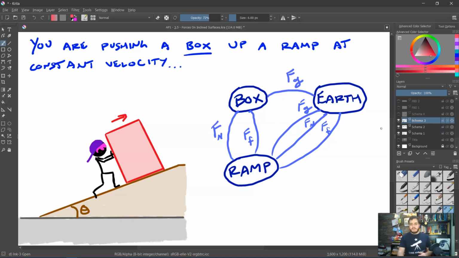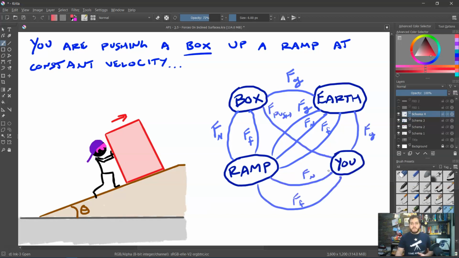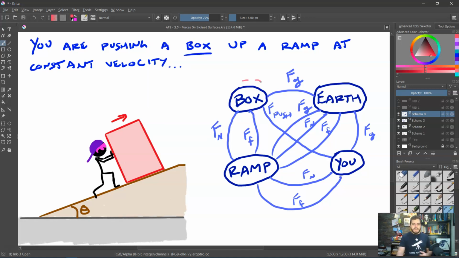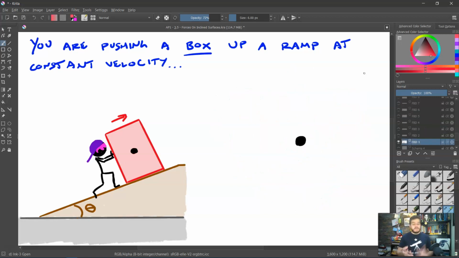But lastly, we have you, and you are pushing the box. We could call that normal force, but let's go ahead and call it a push force. And you have gravity with the Earth, you have a normal force with the ramp, and you have a friction force with the ramp. And let's go ahead and say that we are looking at this box here. So we have 1, 2, 3, 4 forces on the box: Fg, Fpush, Ff, and Fn. With those 4 forces, let's create a free body diagram of the box.